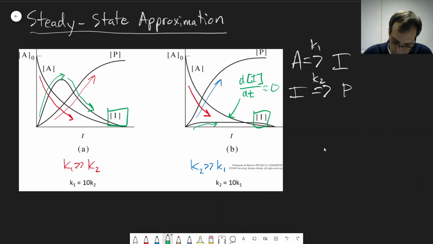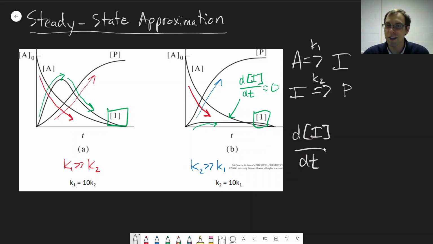And this is the steady state approximation. If an intermediate is being used up as quickly as it's being produced, then we can say that the change in that concentration, not the concentration itself, isn't 0. It's still present at a very small amount, but the change in the concentration is approximately 0. Now, you can't always make this approximation. It needs to be a situation like we have on the right-hand side, where the intermediate is being used up as quickly as it's produced.